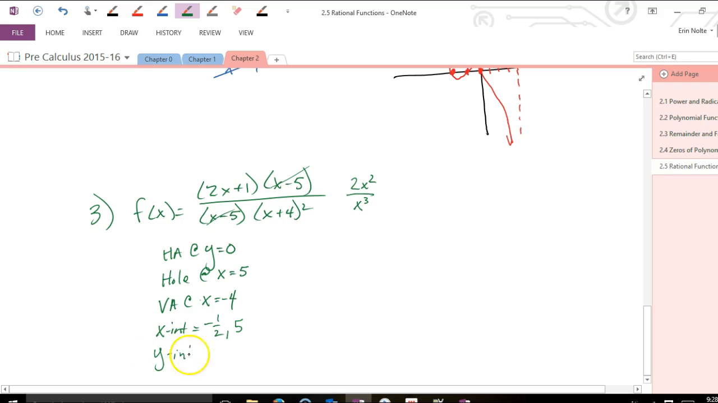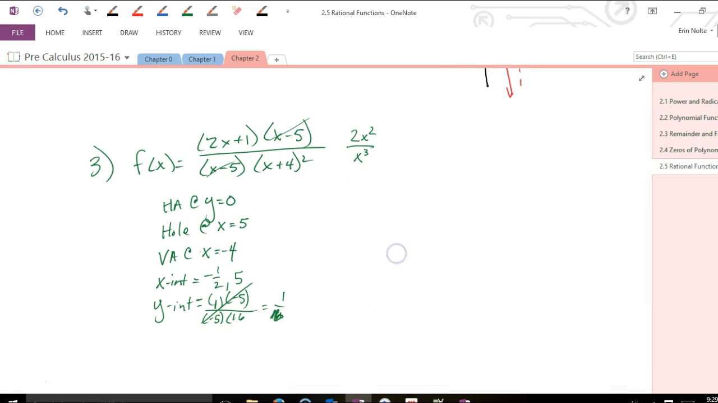For the y-intercept, if I plug 0 in for the x's, I would have 2x plus 1, so that would be 1. And then 0 minus 5, so that would be -5. And on the bottom, I would have 0 minus 5 again, so -5, and 4 squared is 16. So you get 1/16 for your y-intercept.